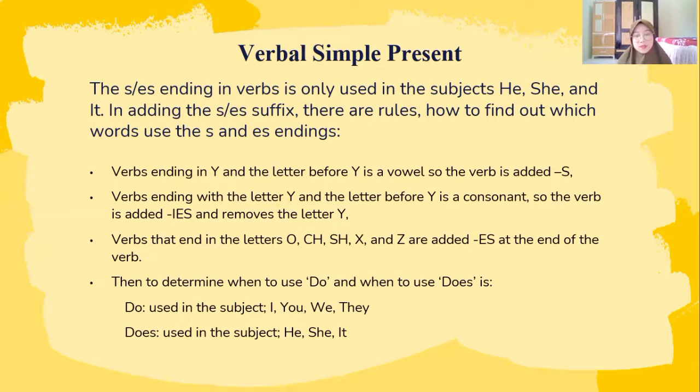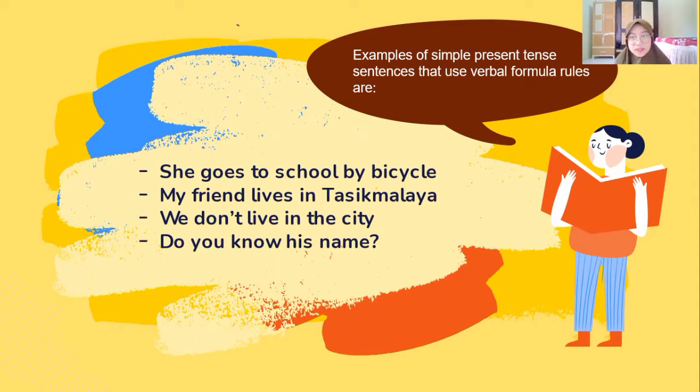Kemudian, untuk menentukan when to use do, kapan menggunakan do dan when to use does, do digunakan pada subjek I, you, we, they, and does digunakan pada subjek he, she, and it. Next, there are examples of simple present tense sentences that use verbal formula rules: she goes to school by bicycle. My friend lives in Tasikmalaya. We don't live in the city. Do you know his name?